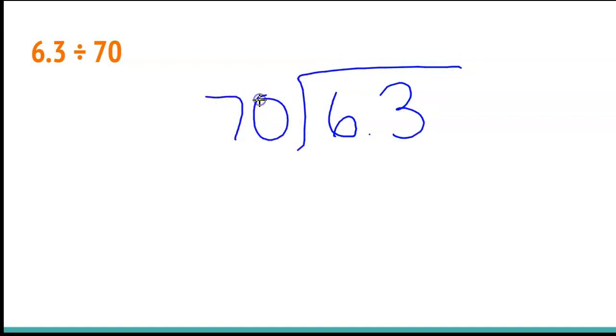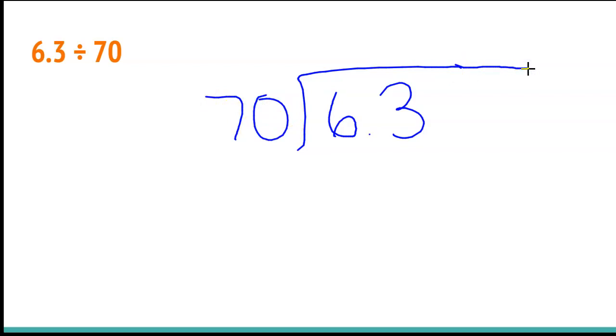All right, let's go ahead and start doing one together. Let's work this one out together. So I have, let me do it in blue again, 6 and 3 tenths divided by 70. Let's go ahead and set up our standard algorithm. I have my dividend there, and then my divisor here. Okay, so let's work through it just like we always have.